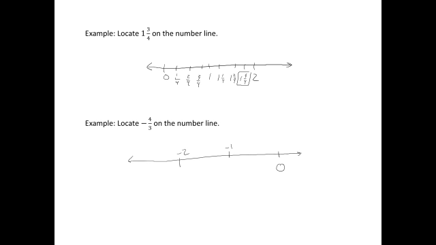So we'll label with improper fractions below. Negative 1/3, negative 2/3, negative 3/3, negative 4/3, negative 5/3, negative 6/3, and negative 4/3 is right here.